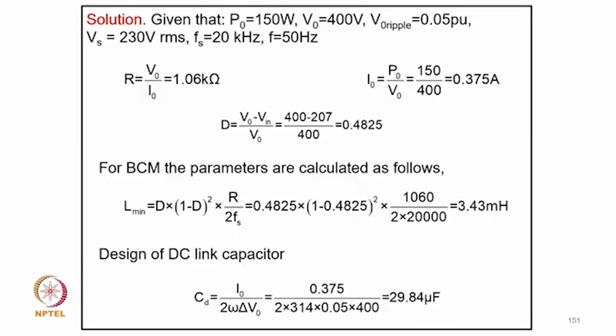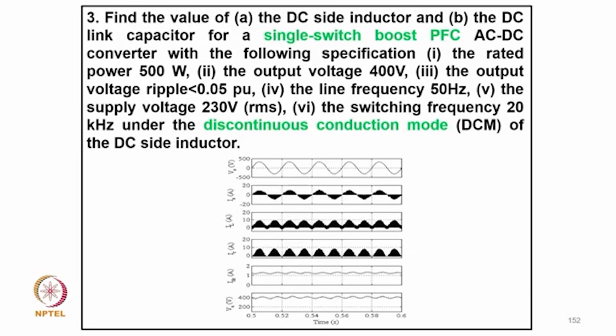Coming to the calculation, our equivalent load is VO upon IO. It comes from the output 150 watt divided by 400, so it comes to 1.06 kilo ohm, and then we have output current 150 watt over 400, that is 0.375, and the duty cycle is (VO minus Vin) divided by VO, so we get 0.4825. We can get the boundary condition corresponding to L minimum, that is equal to D into (1 minus D) square into R upon 2 Fs. So we get 3.43 millihenry, and the design of the DC link capacitor CD equals IO upon 2 omega delta V. So it comes to 29.84 microfarad because of high voltage.